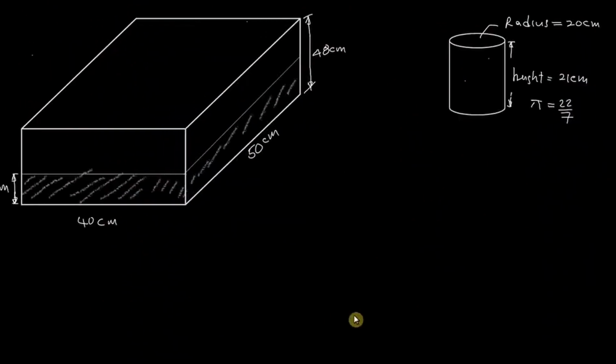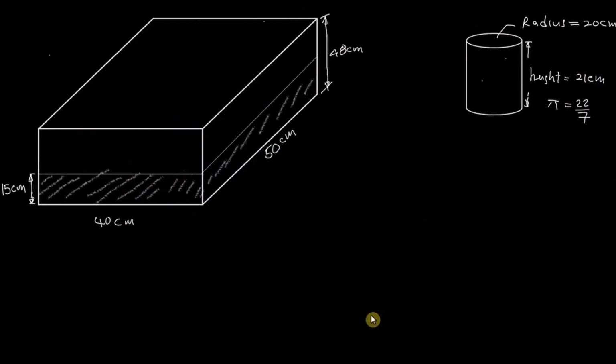In question 6, we are shown a rectangular tank that holds water. The dimensions of the tank are given, and on the right we're shown a cylindrical vessel that is used to fill the tank. In the first instance we're shown the tank. The tank is 48 centimeters high, 50 centimeters long, and 40 centimeters in width. The height of the water currently in the tank is 15 centimeters. So the question is, how much water do we have in the tank?